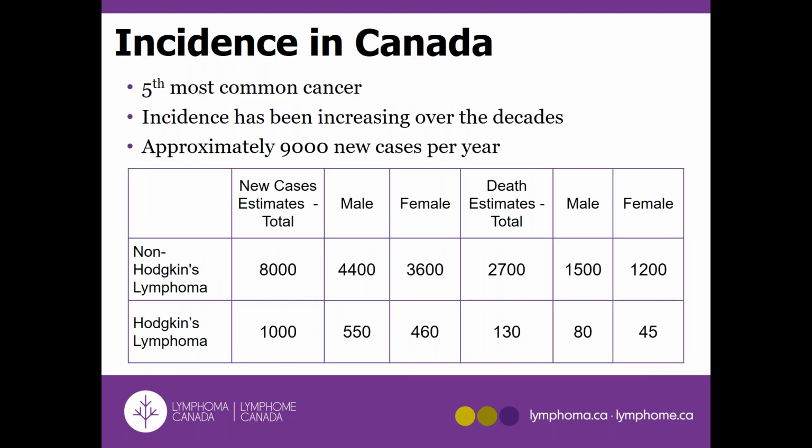Lymphoma is the fifth most common cancer amongst tumor subtypes, and its incidence has been increasing over decades. In Canada, this is data from a few years ago, there are approximately 9,000 new cases per year, and as you can see here, they're divided into two large subgroups, non-Hodgkin lymphoma and Hodgkin lymphoma, with non-Hodgkin being much more common, about 8,000 new cases per year versus about 1,000 Hodgkin lymphoma patients.